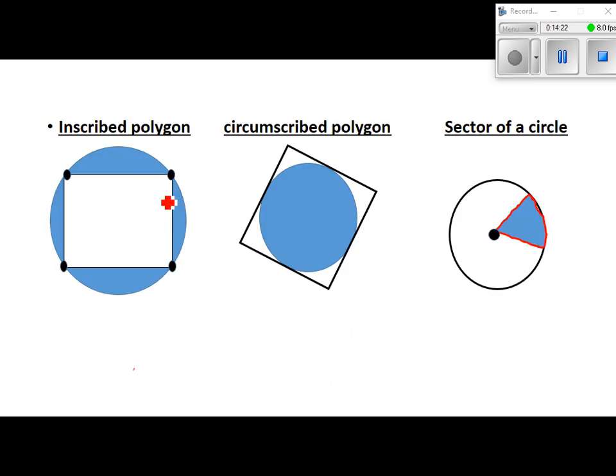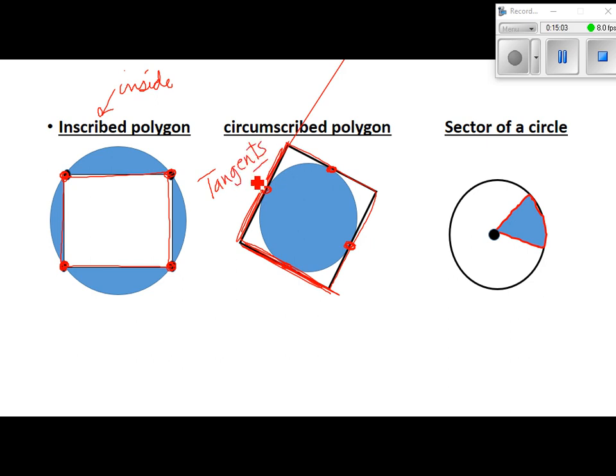An inscribed polygon, we talked about inscribed earlier this year. Inscribed means inside. So if you take a polygon and you inscribe it in a circle, all the corners of that polygon are touching the edge of the circle. A circumscribed polygon would be a polygon that touches the outer edge of the circle, and each side of the polygon has to touch the circle exactly once. So each of these sides of the polygon are tangents to the circle.